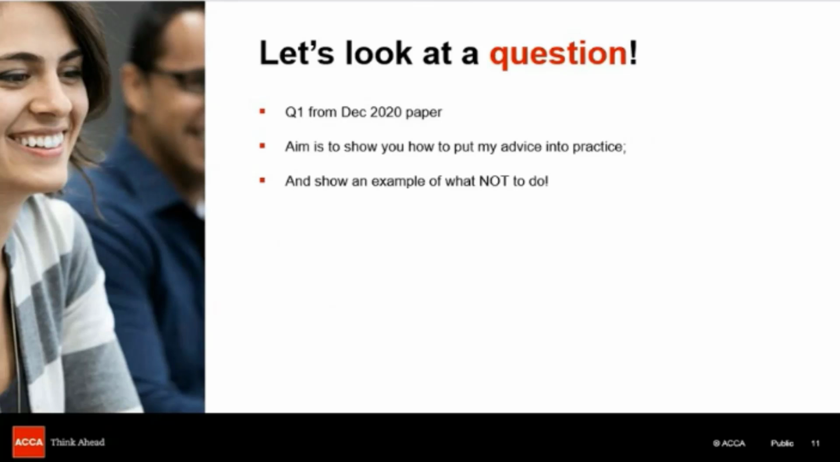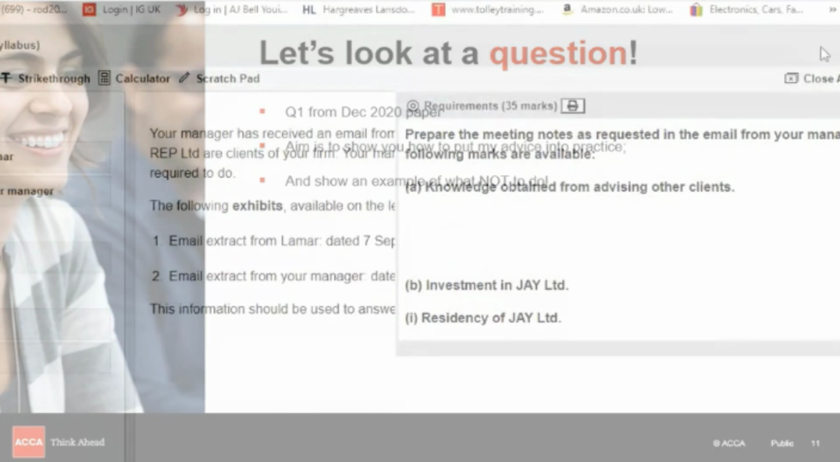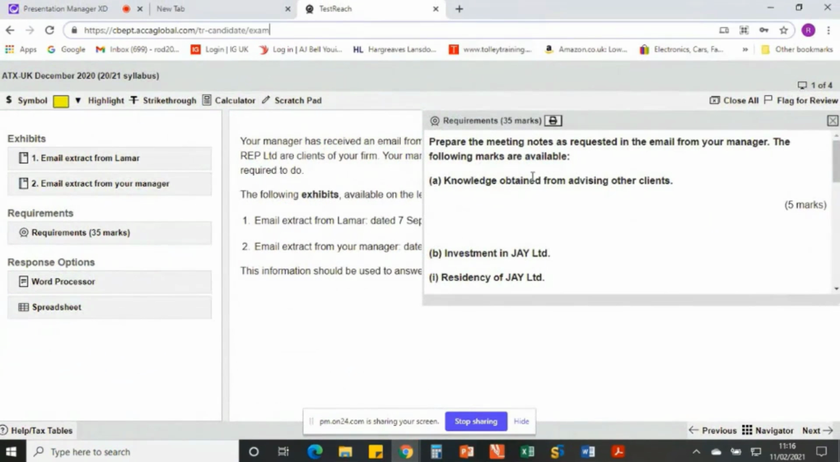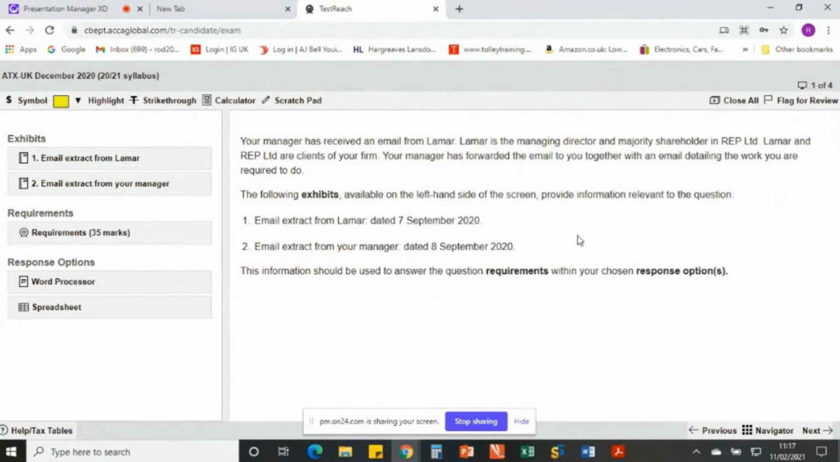So, December 2020 paper, and I'm going to go to the platform to bring this up. Okay, so here I have it. Let me just close this down. So there is what you see on the December 2020 question 1. Your manager has received an email from Lamar. He's the managing director and major shareholder in this company, and he and the company are clients of your firm. Your manager has forwarded the email to you together with an email detailing the work you're required to do. You've got 2 exhibits, an email from Lamar and an email from your manager.